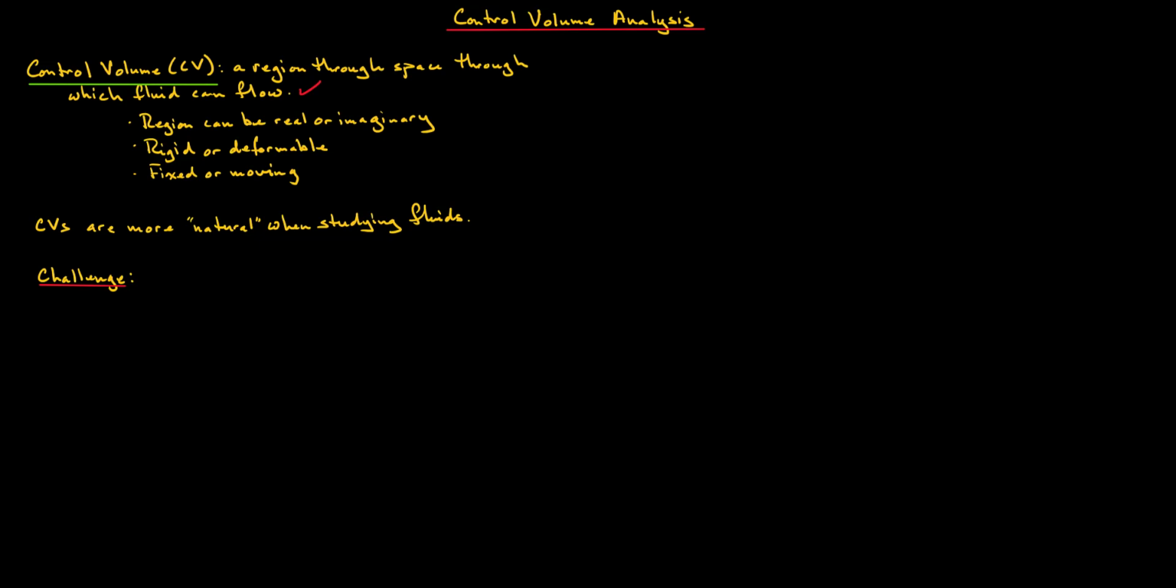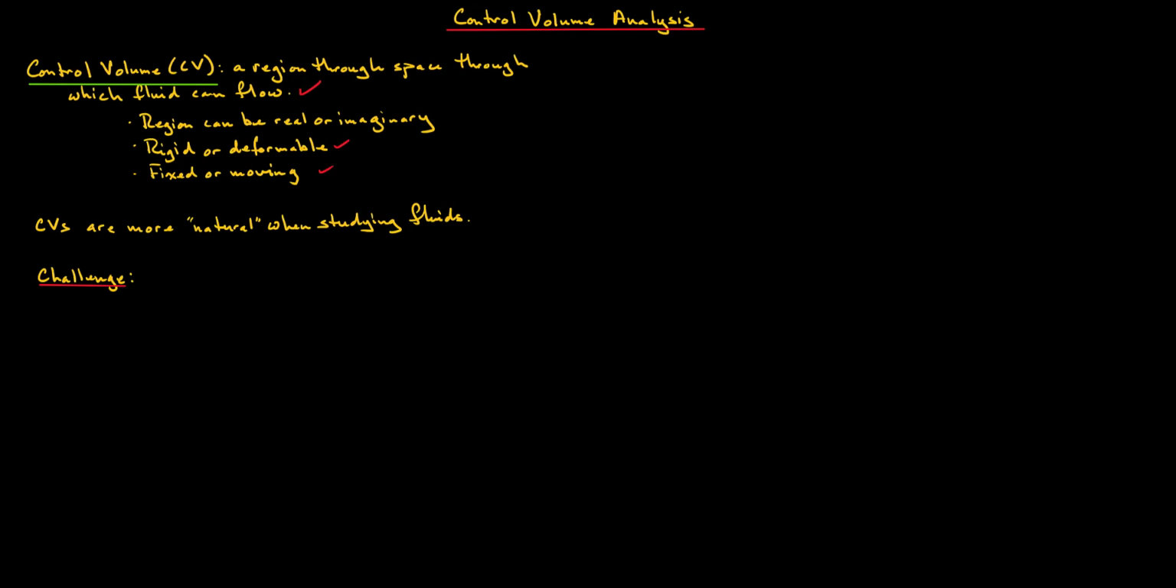However, we can also set up imaginary control volumes, and these are regions in space that we delineate ourselves in order to help solve a problem. Furthermore, a control volume can be fixed, or it can be moving, and it can also be rigid or deformable. It's often useful, and dare I say more natural, in experiments to observe a fluid flowing through a region of space instead of following individual particles or sets of particles.